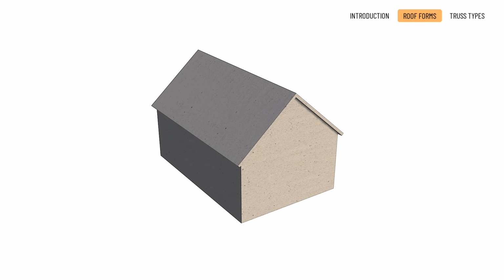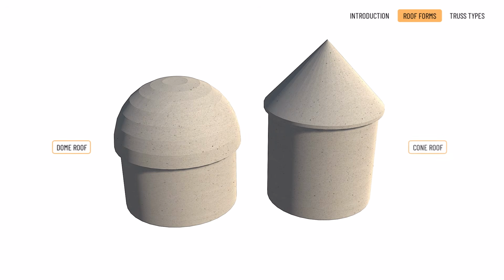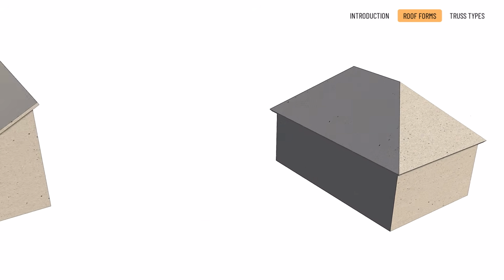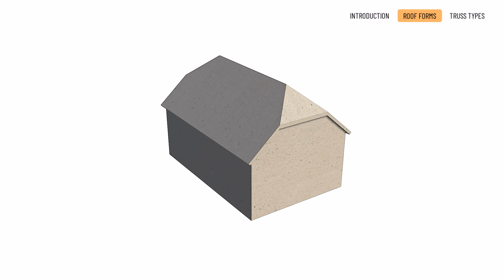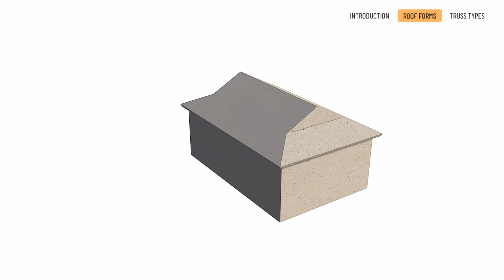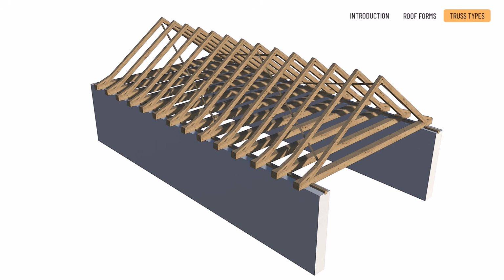The most commonly used roof shapes are as follows: gable roof, gazebo roof or pyramid roof, including special forms such as the dome roof and the cone roof, shed roof, hip roof, half-hipped roof, mansard roof, Dutch gable roof. We distinguish between low and high-pitched roofs based on the angle of inclination. This film shows you the most common traditional and contemporary wooden roof truss structures.